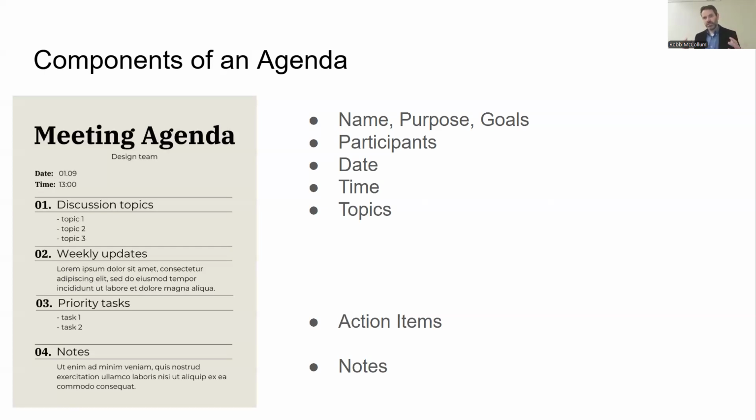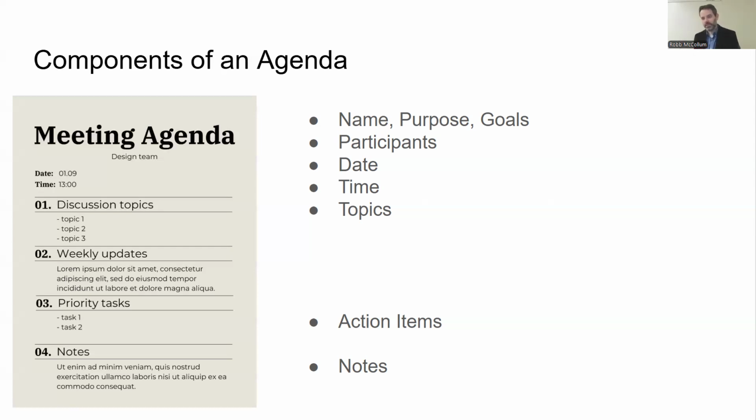Then the body of the message tends to include the topics, what's going to be discussed during the meeting. And it may have details about those topics. It may have links to documents that support the discussion of those topics. This is pretty weak, but pretty basic.